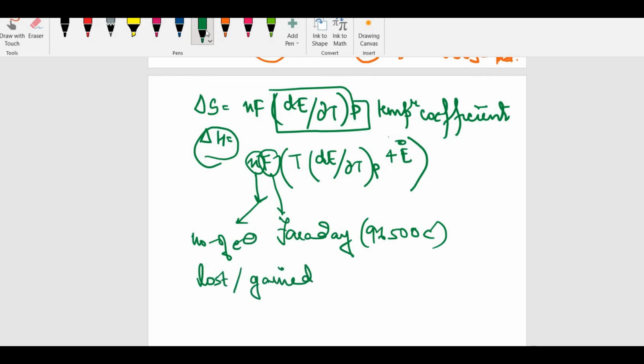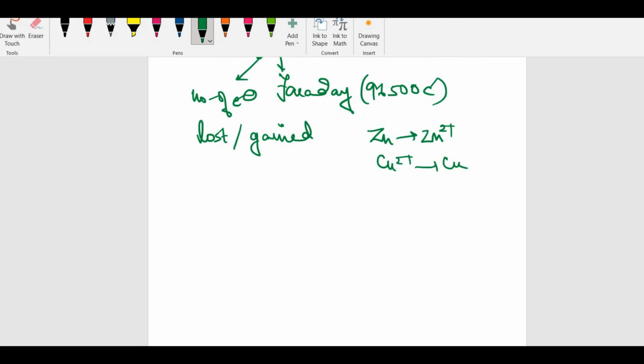The reaction that is mentioned to you is zinc to Zn2 plus and copper 2 plus to copper, right? So in both the cases there is a 2 electron transfer, so your N value should be 2 here. Then 96500 is the Faraday. Then what did you have? T into dE/dT at constant P. So the temperature mentioned to you is 300 Kelvin, and the temperature coefficient mentioned to you is minus 5 into 10 to the power minus 4. Plus E, the EMF, is mentioned as 2 volt, right?